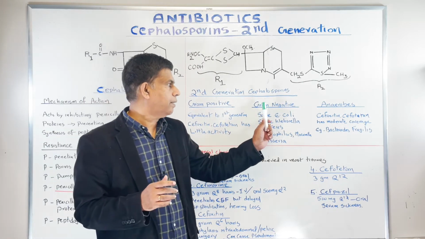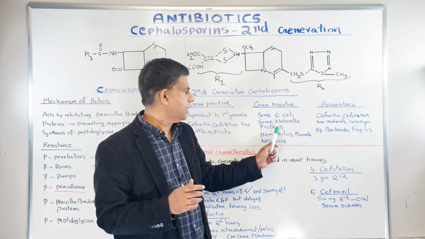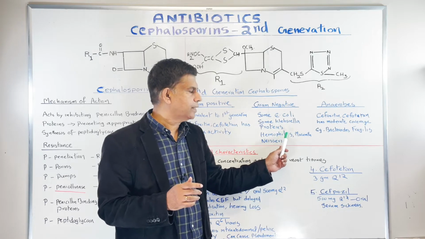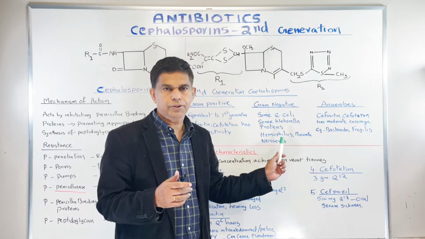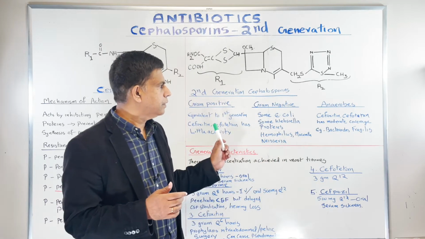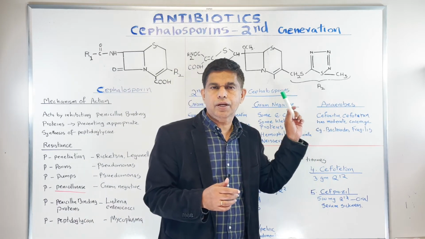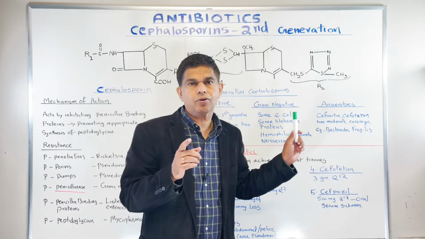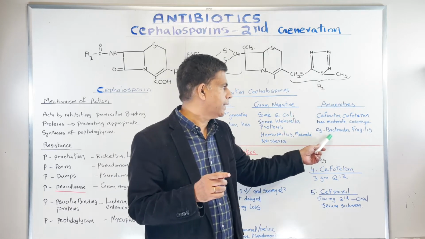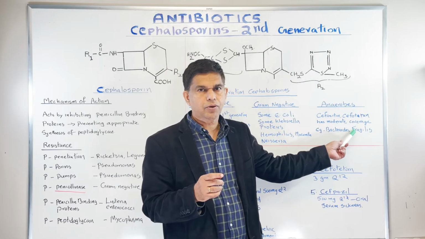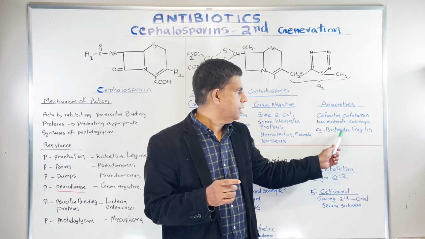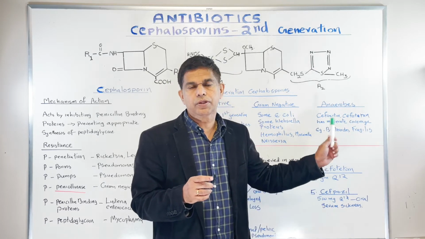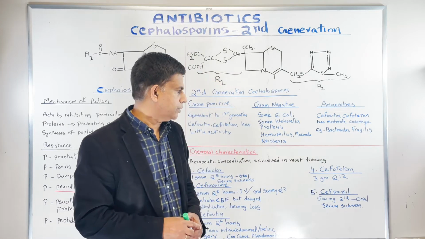Now let's look at the gram-negative. Some E. coli, some Klebsiella, Proteus, and a good drug against Haemophilus and Moraxella. Okay, and then Neisseria has coverage also. The big difference when you come to second generation is that there's some anaerobic coverage here, especially against Bacteroides fragilis. Okay, cefoxitin and cefotetan have moderate coverage against Bacteroides fragilis, or some anaerobic coverage.